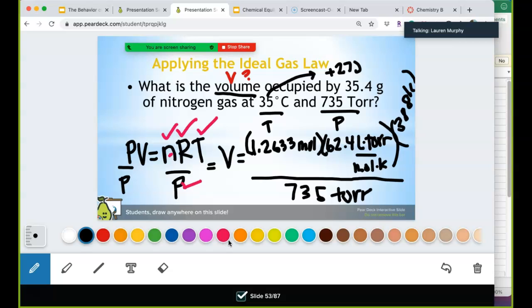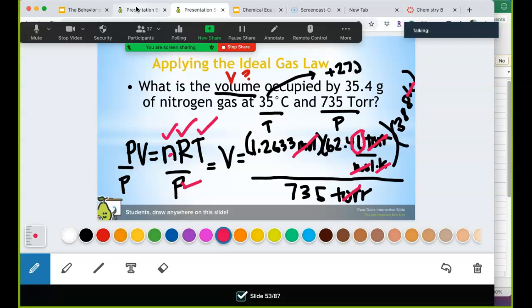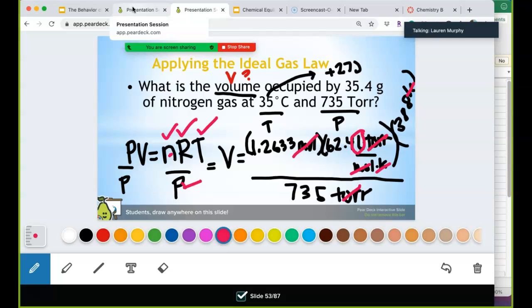So before you calculate, I want to show you the units. Look, mole right here and mole down here. Kelvin right here and Kelvin down here. Torr up here and torr down here. You're left with liters, which is a unit for volume. So you multiply the top and divide by the bottom. I'll leave this up for another second before I show the answer.